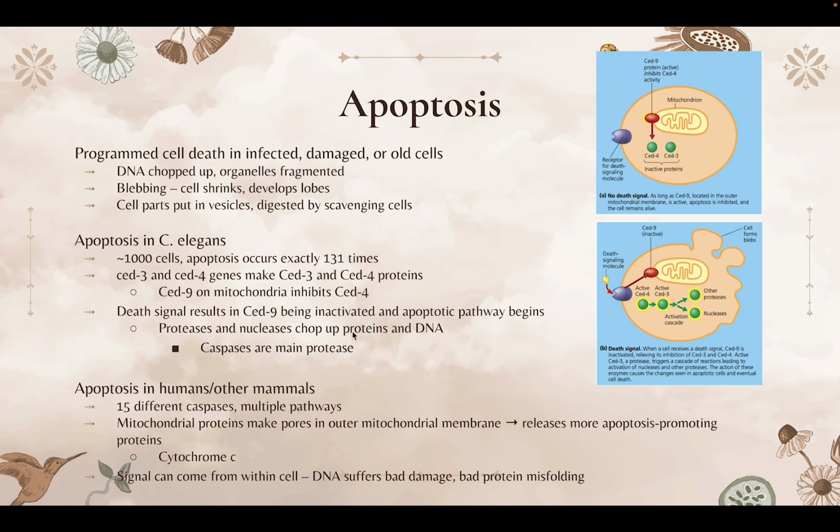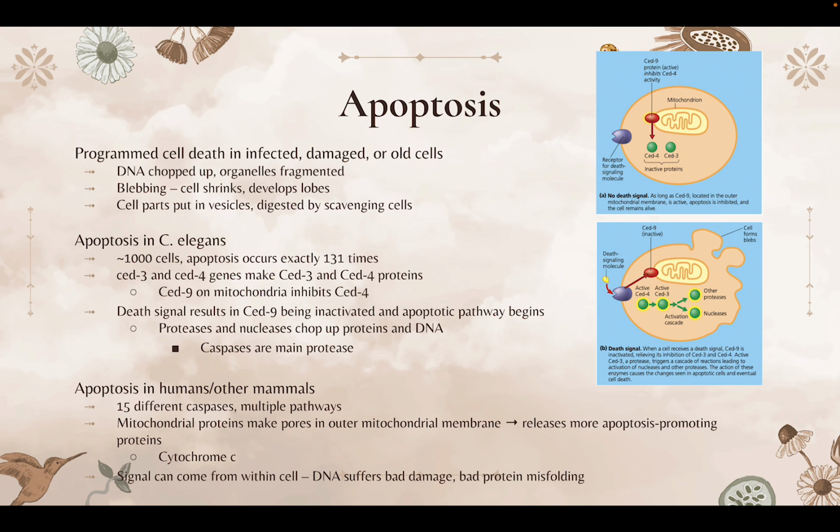All right, so once you get that apoptosis signal in our C. elegans, the signal transduction is going to lead to CED9 becoming inactive. And now CED4 can be active. It stimulates CED3 to be active as well. And then you're going to lead to the activation of lots of proteases, which break down proteins, and nucleases, which break down nucleic acids.